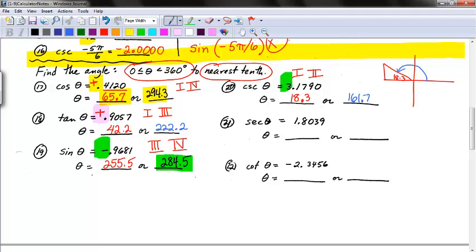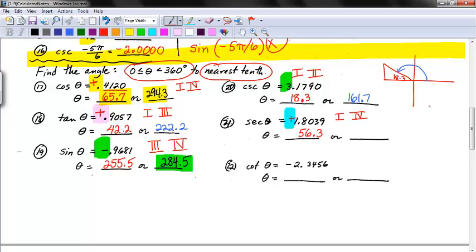Okay, secant. Secant, the critical part is it's positive. Positive in what quadrants? 1 and 4. Secant is a reciprocal with cosine, so inverse cosine of 1.8039. The x to the negative 1 has to go on the inside. 56.3. That's my quadrant 1.